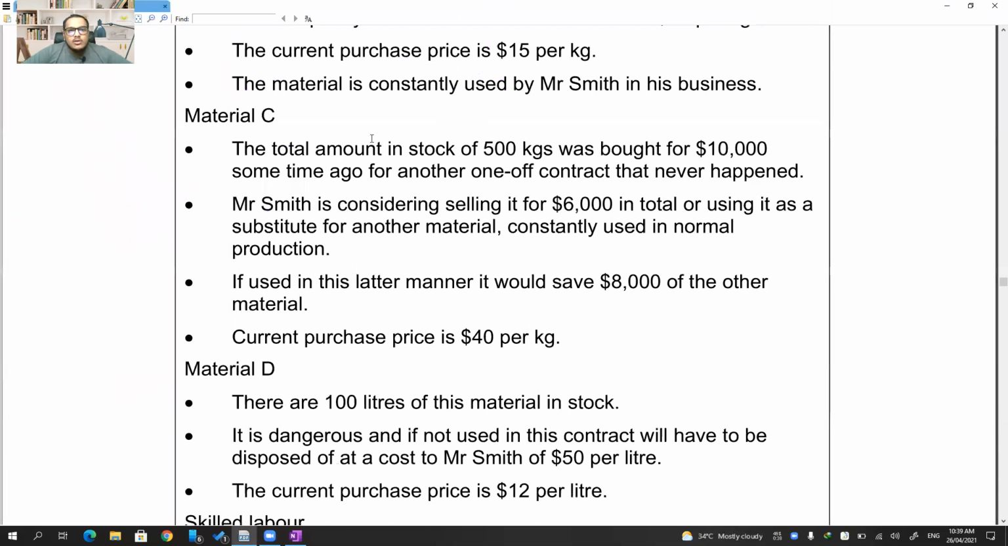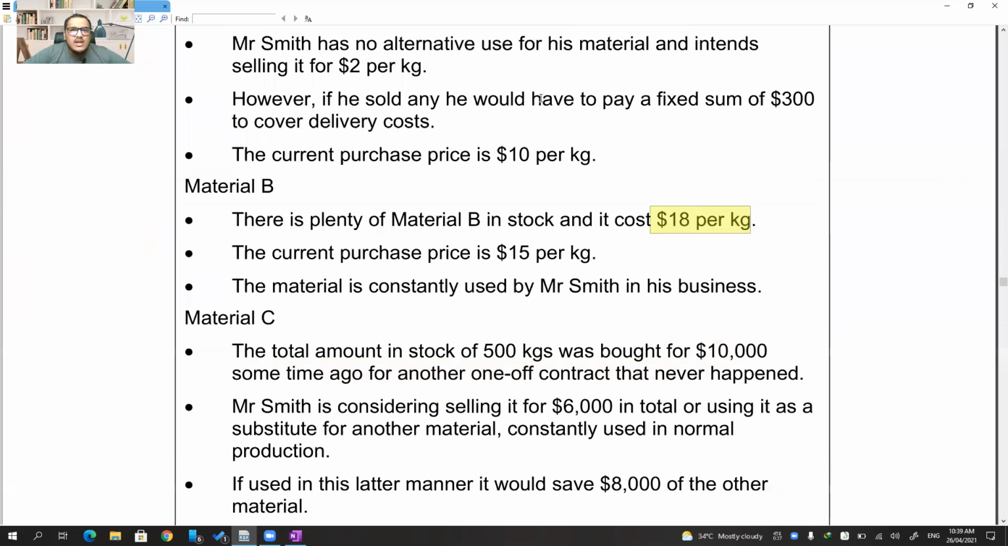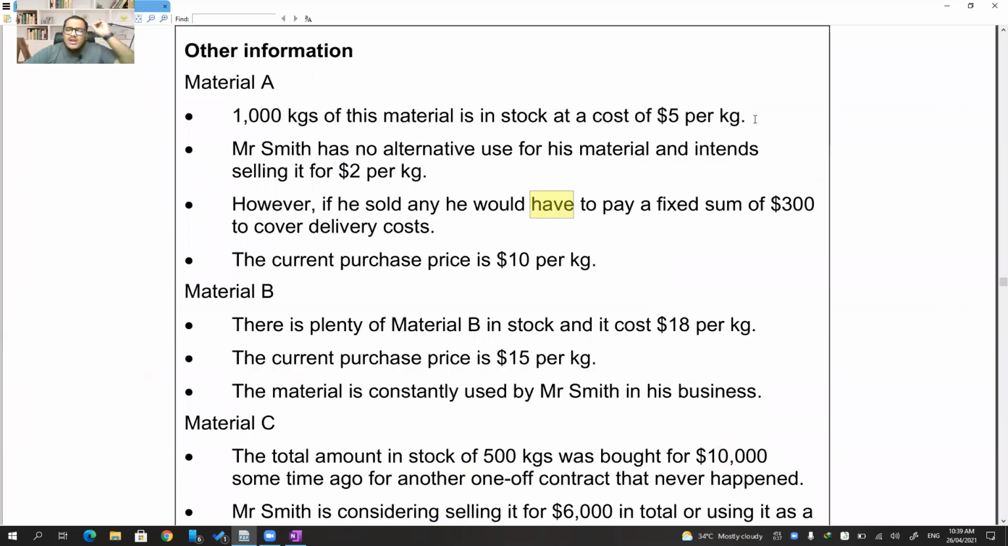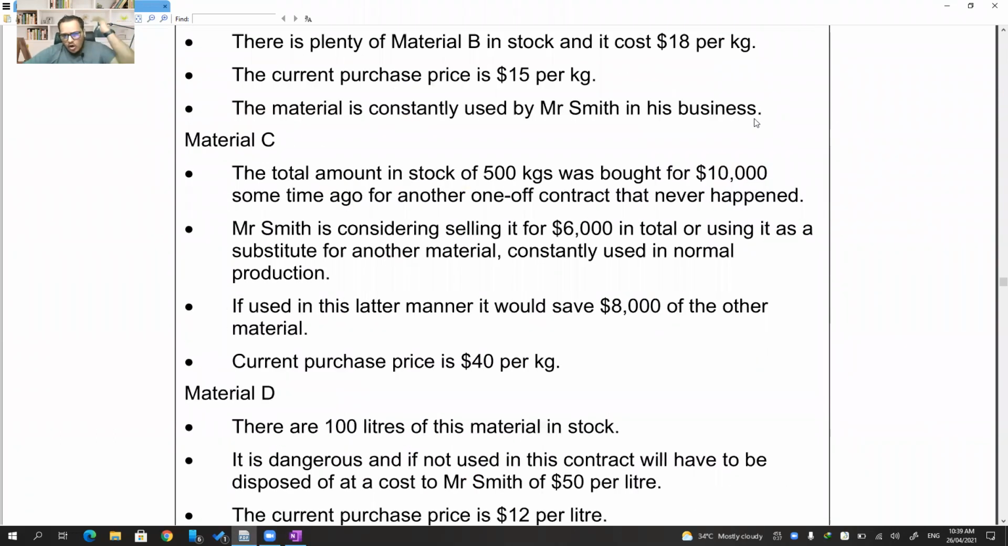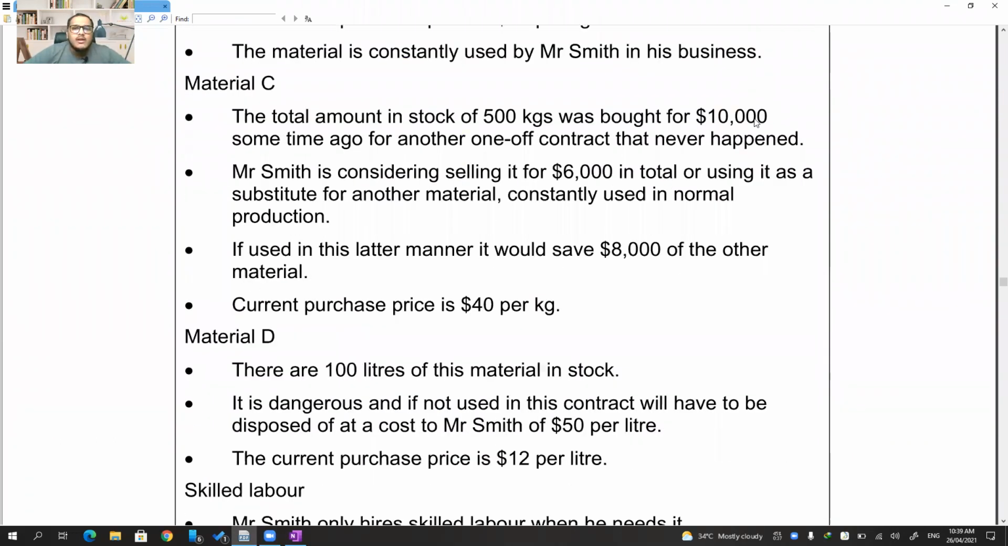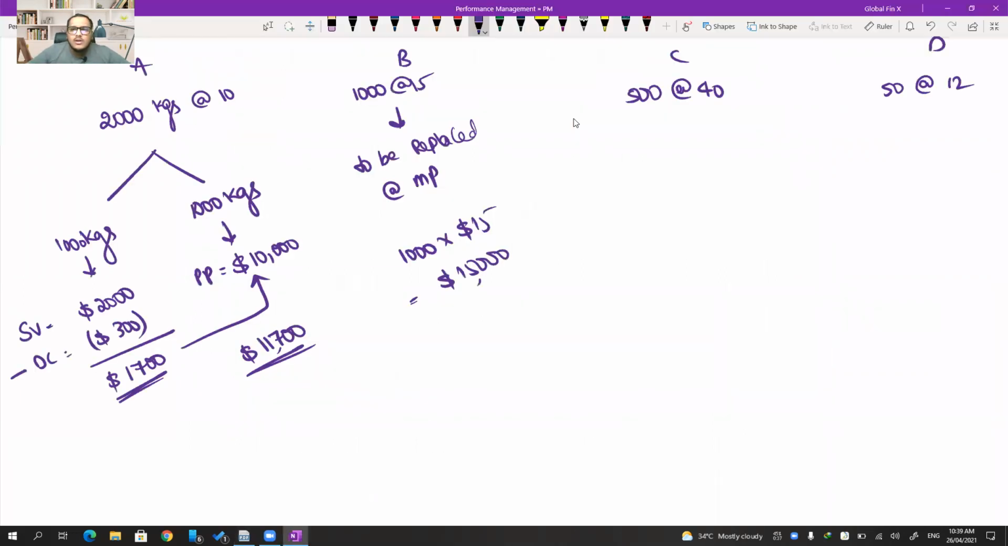Material C, total amount of stock is 500 kgs, which was bought for $10,000 some time ago for another one-off contract that never happened. That 10,000 is a sunk cost. You already purchased it. Don't consider original purchase price. It's gone, long gone. Don't worry about it. 500 kgs was there in stock. Okay, so we already have 500 kgs in stock. Good, we need 500, we have 500.